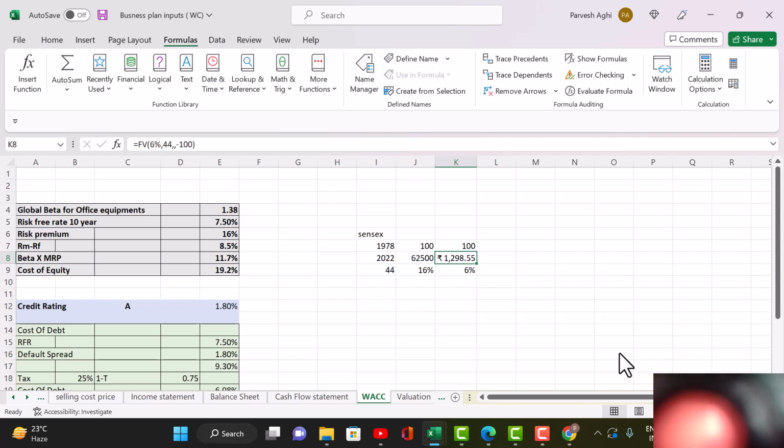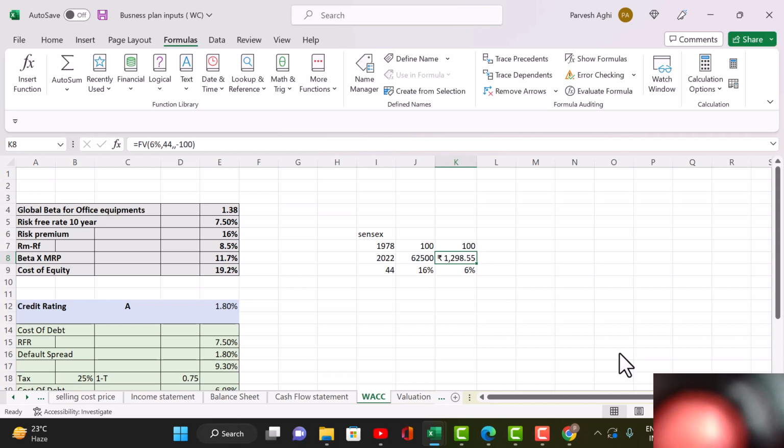Look at the return which the Sensex has given you. If you had invested in a fixed deposit at 6% for the same length of period, your 100 rupees would have grown to only 1,298, and in the Sensex it has grown to 62,500. So now what is emerging? This is called the magic of compounding. If you're earning at a much higher rate, then the amount is going to grow so much that it is going to give you a dramatic return as compared to if you park your money in a fixed deposit.